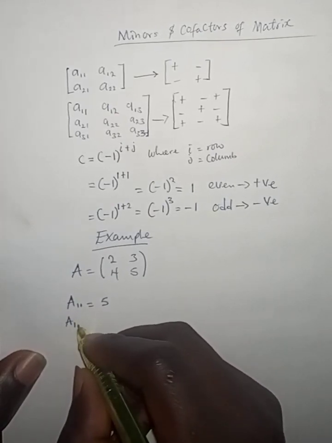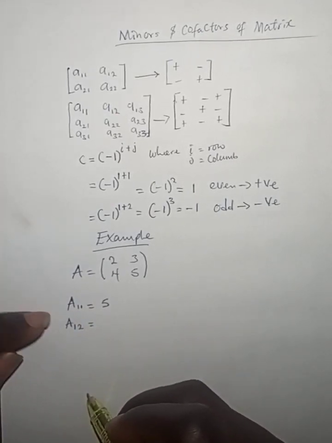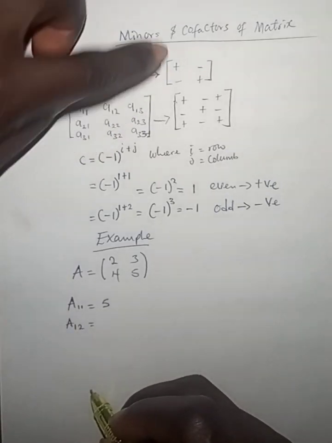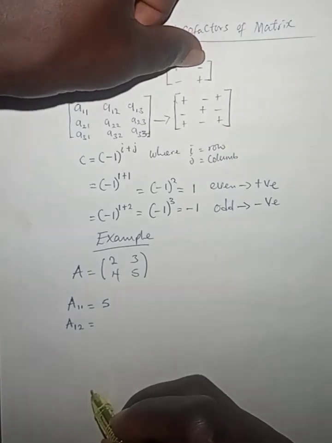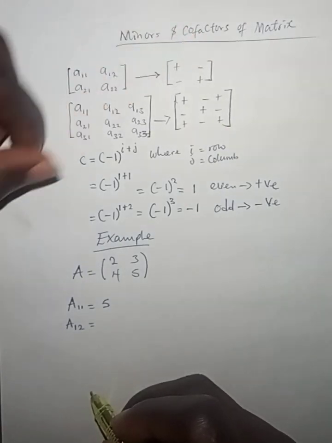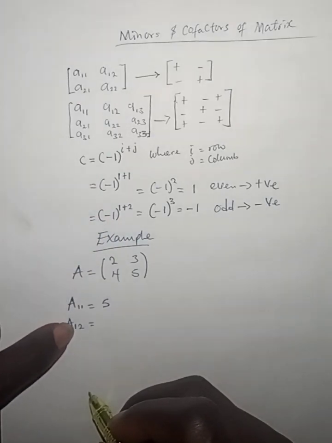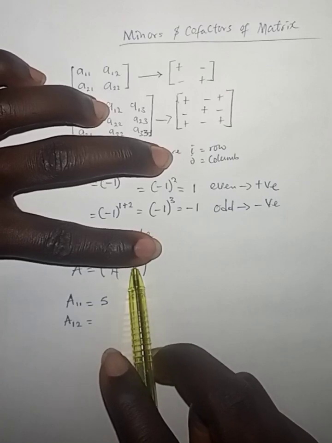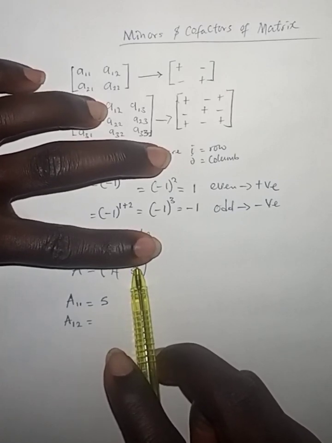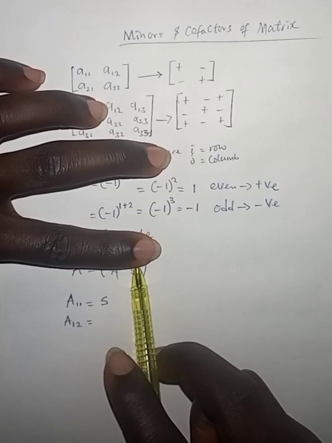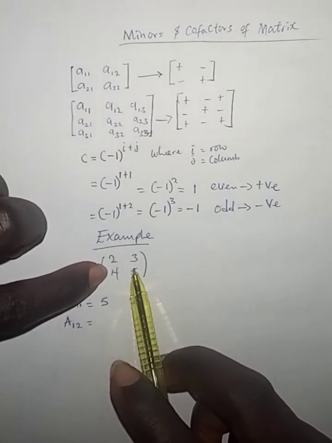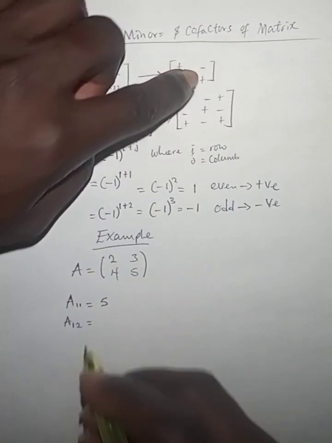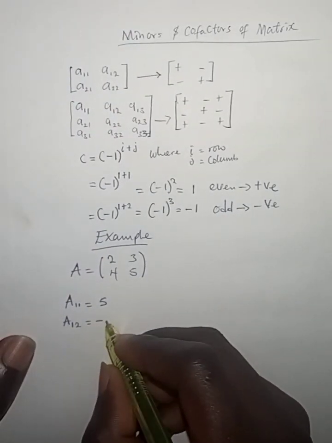For A12, which is the element in the first row, second column, the sign here is negative. We'll cover row 1, column 2, and we are left with 4. So what's the sign of 4 here? It is positive. Positive times negative is negative. We'll have a minus 4.